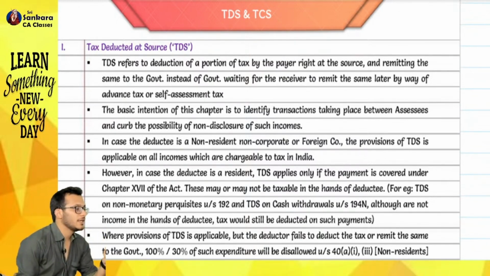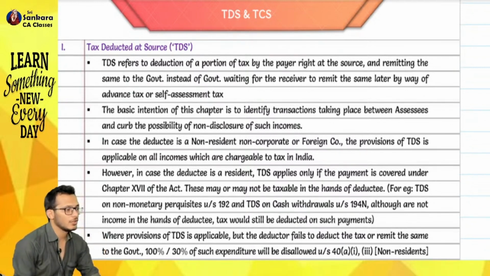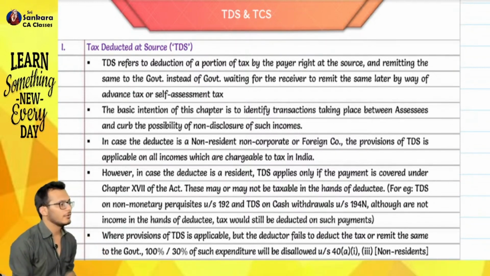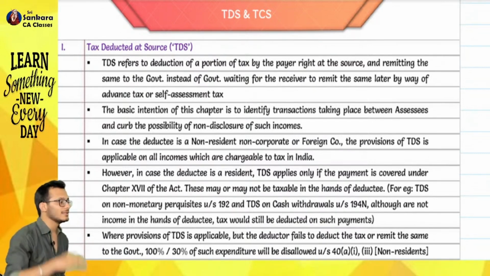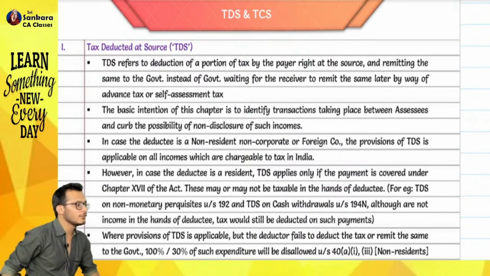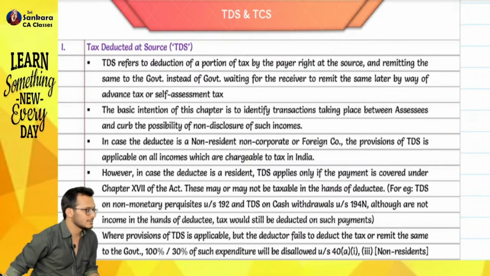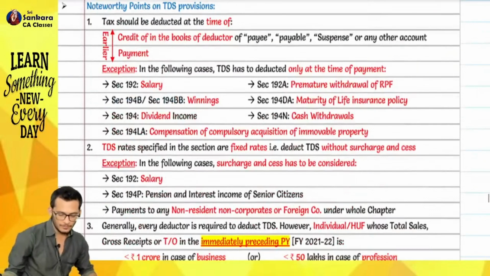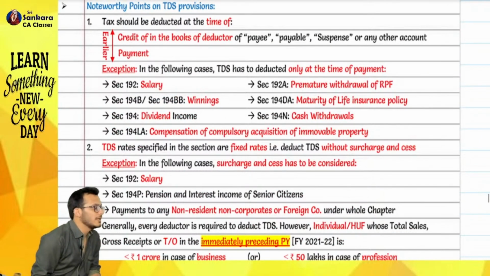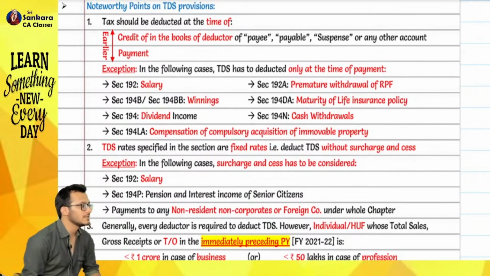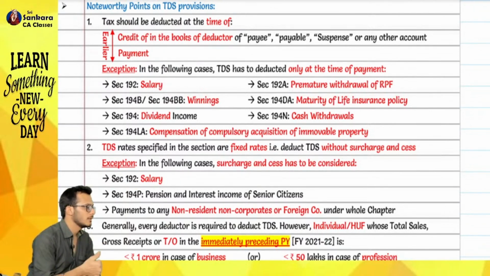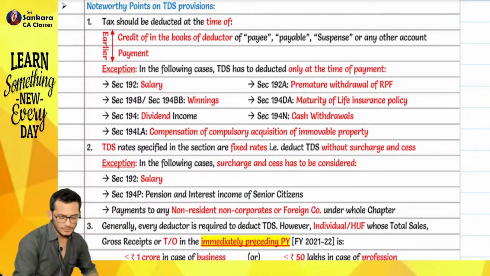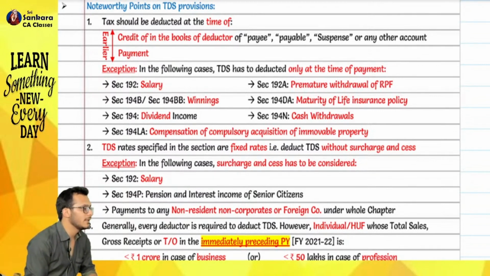Last item they said was any kind of cash withdrawal from bank, 194N. If you are going to withdraw your own money from the bank, the bank will not know yesterday that you are going to withdraw money. So whenever you withdraw money, it will deduct TDS. Okay, so these are the items. Look down. TDS should be deducted at the time of credit of the party in your books or payment, whichever is earlier, ignoring scenarios like salary, withdrawal from PF, winnings, dividend, compulsory acquisition, cash withdrawals. Then we asked, how much should we deduct TDS? They said, I will give you a rate.